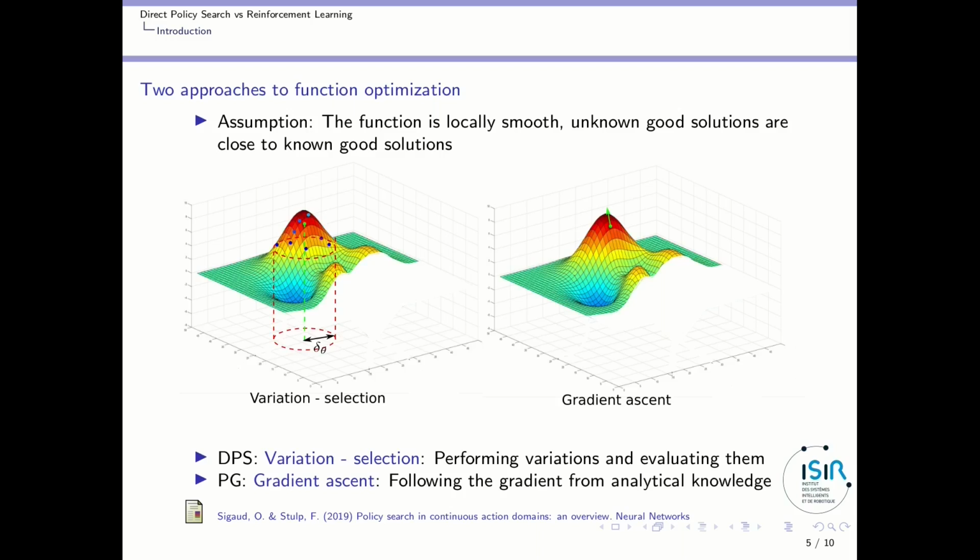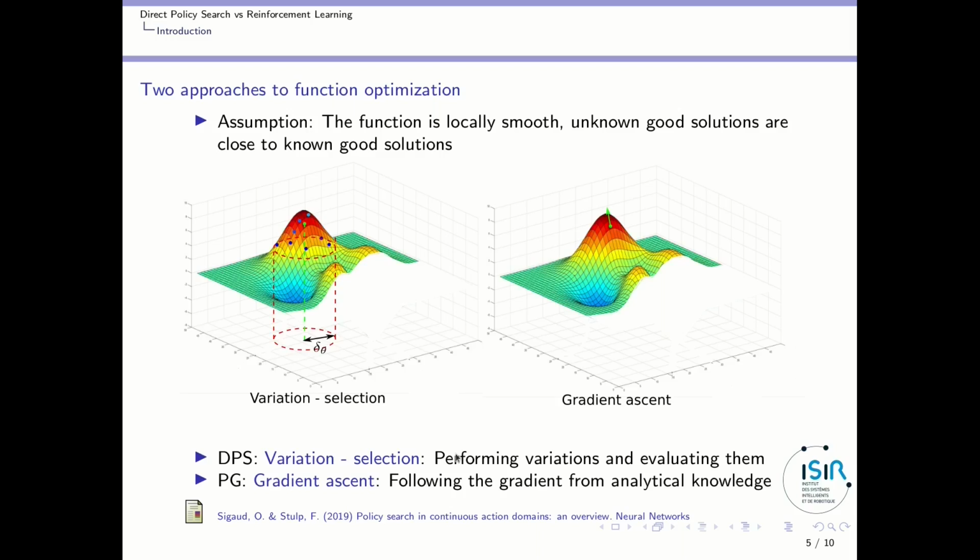So we have two approaches of function optimization. Both approaches rely on some assumption that the function of performance with respect to the parameters is locally smooth, which means that unknown good solutions are likely to be close to known good solutions. That's what you see here. Probably if here this is a good solution, you probably have even better solutions around. And variation selection methods just start from a solution and sample around to find a better solution. So you perform local variations and then you evaluate them, and if they are better, you keep them and you move to the next point, etc., etc.